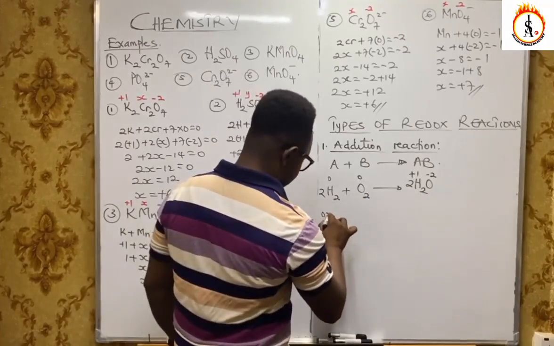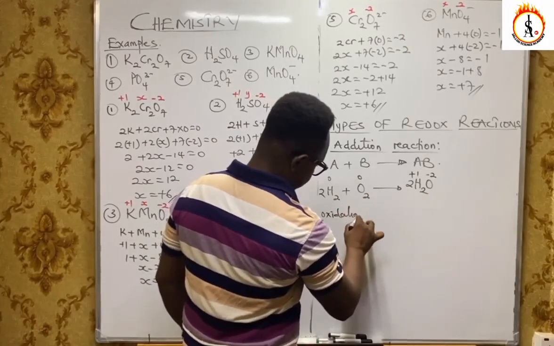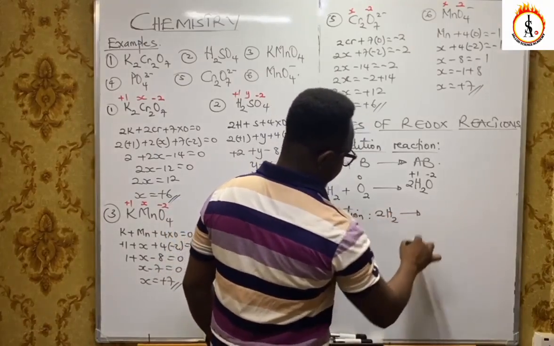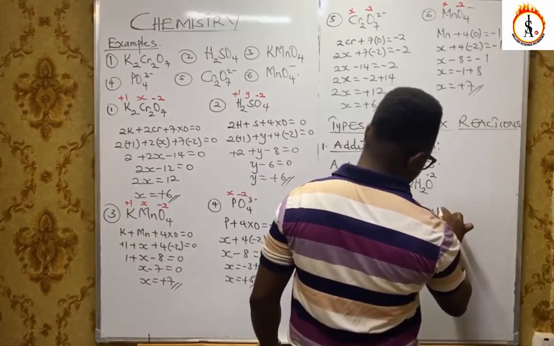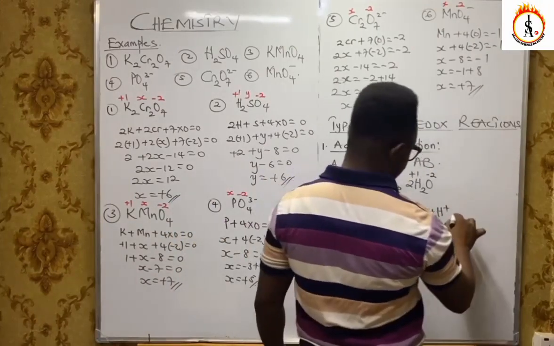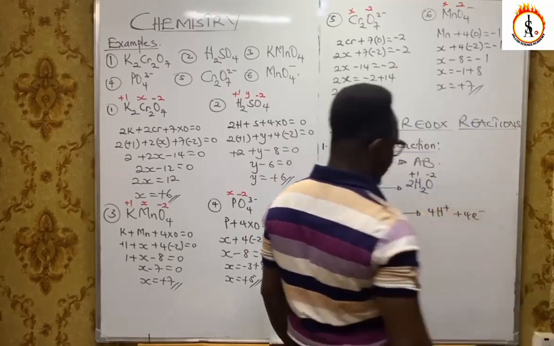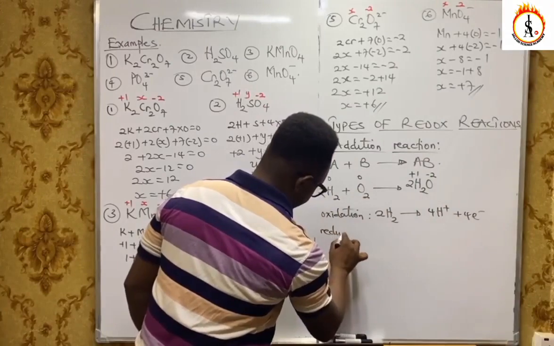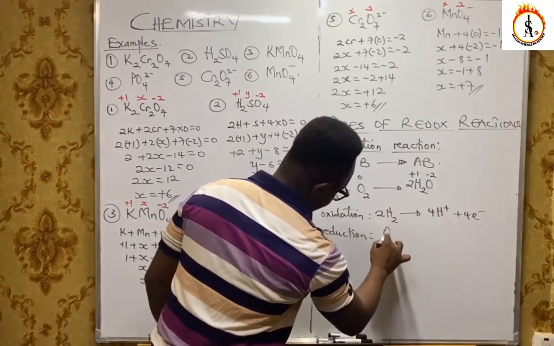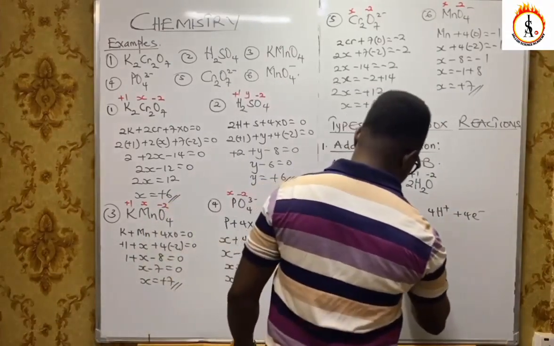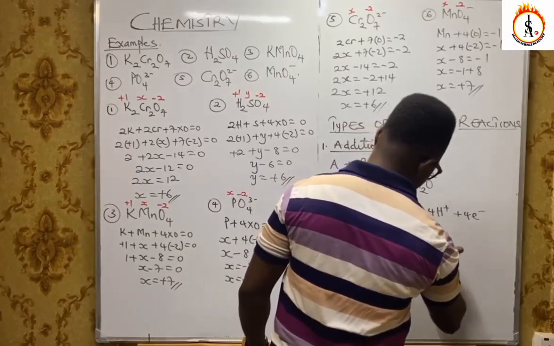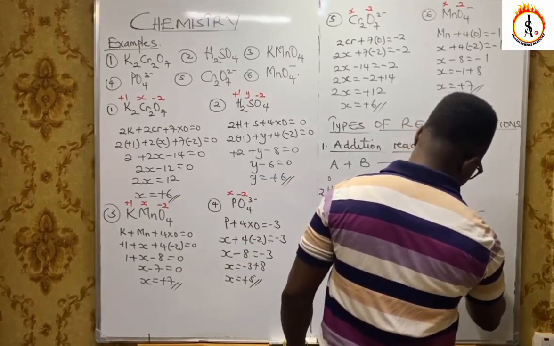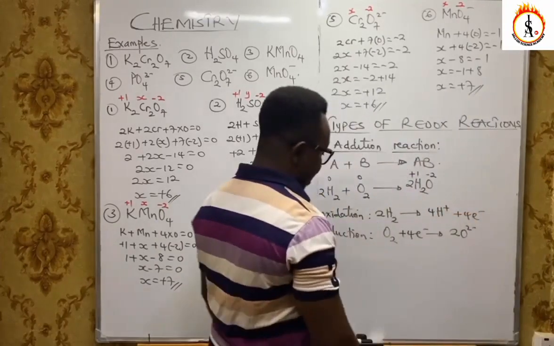So we can write the oxidation half and reduction half. The oxidation simply means here 2 moles of gaseous hydrogen is becoming 4 moles of hydrogen ions after losing 4 electrons. And this simply means here for the reduction, oxygen molecule, each atom of it gains 2 electrons. So 2 atoms means 4 electrons to be gained to give us 2 oxide ions.